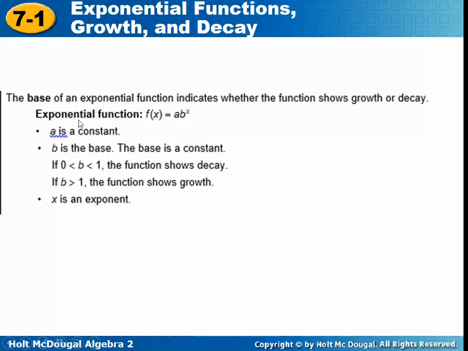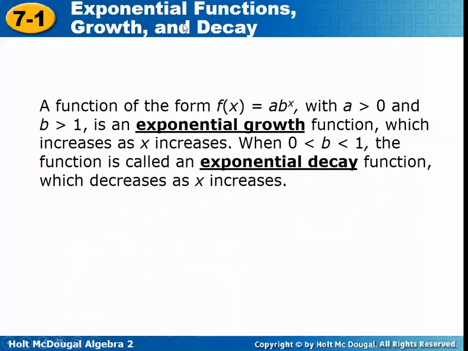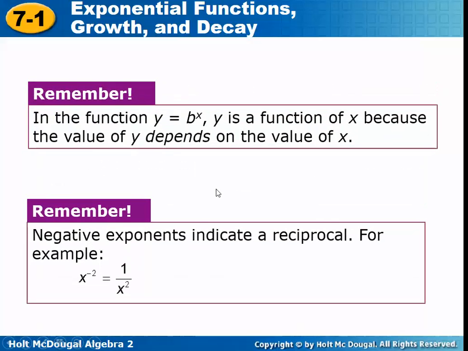A function of the form f of x equals a times b to the x, with a greater than 0 and b greater than 1, is an exponential growth function. We talked about this already, which increases as x increases. When b is between 0 and 1, that is greater than 0 and less than 1, the function is called an exponential decay function, which decreases as x increases. Those are the two different models that we're going to be looking at in this section.